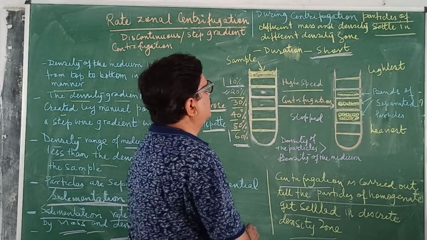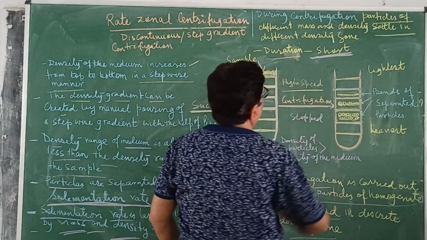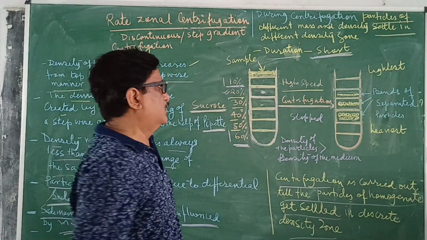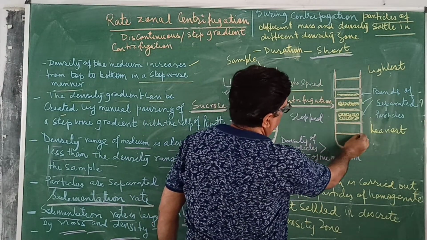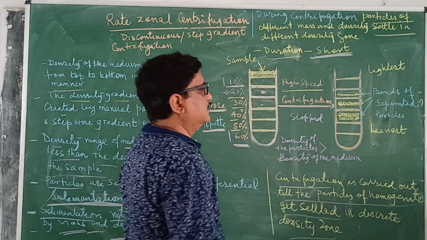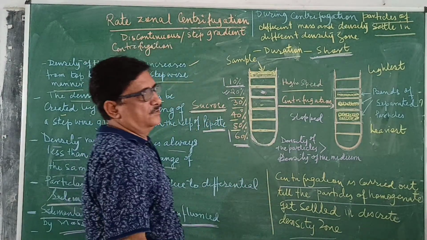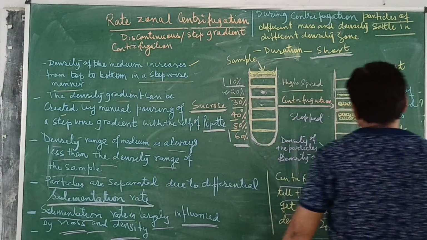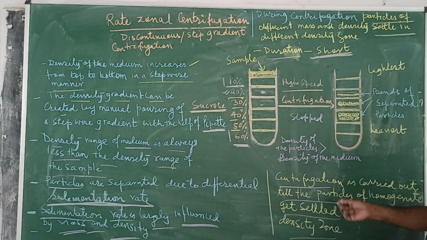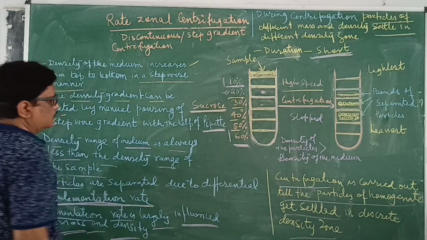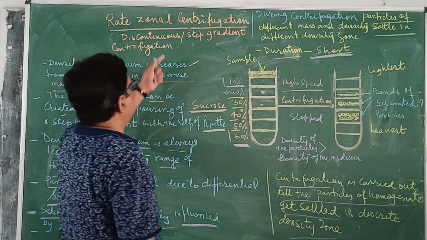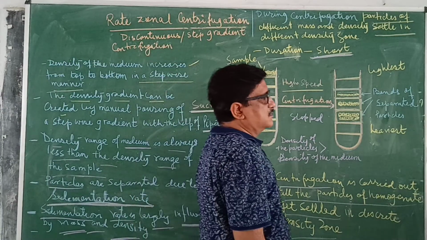This is important: the duration is important. Otherwise, most of the particles will settle at the bottom of the test tube, and the purpose of separating the molecules will not be served. So these are all about rate zonal centrifugation. We discussed both continuous and discontinuous gradient centrifugation.